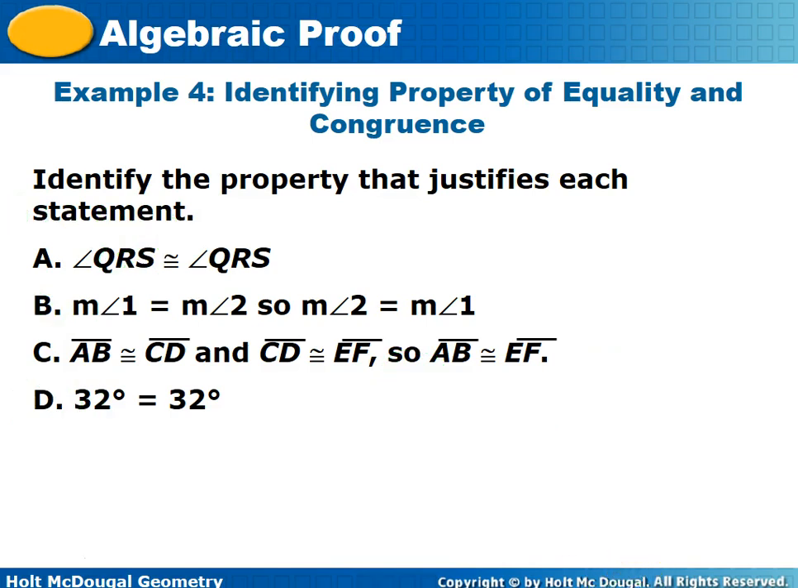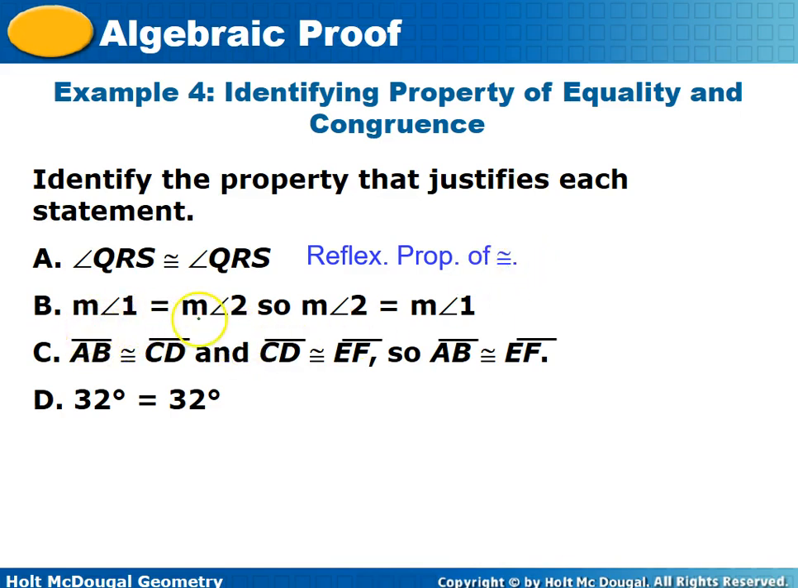All right, so now we're going to identify these. Identify the property of equality and congruence. Go ahead and work through these and then come back to me when you're done. Number 1 says angle QRS is congruent to angle QRS. So this is the reflexive property of congruence. Again, we have the congruent symbol here and the congruent symbol there.